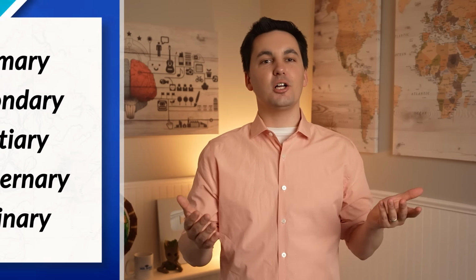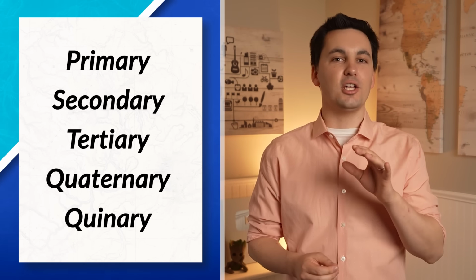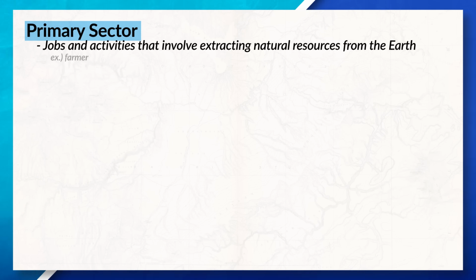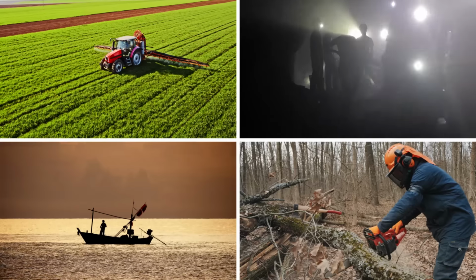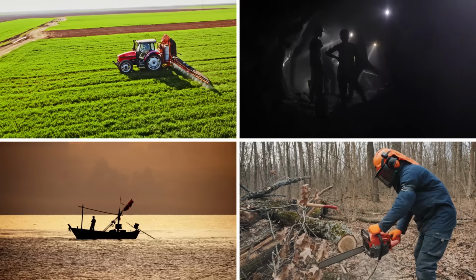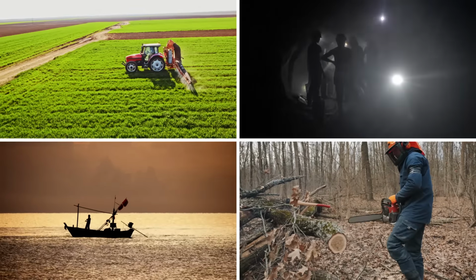To start, let's talk about the economy and break down economic activities into 5 different sectors. Each economic sector is characterized by specific characteristics and consists of different jobs and activities. The first sector is the primary sector, which consists of activities that are based around the extraction of natural resources. Farmers, coal miners, fishermen, lumberjacks are all examples of people and jobs that are part of the primary sector.